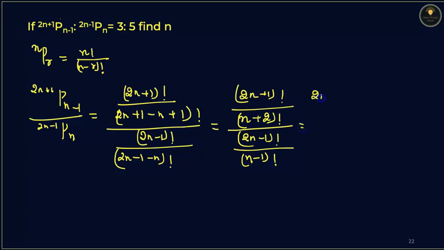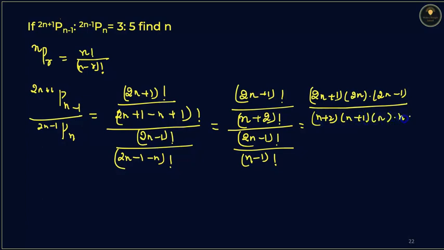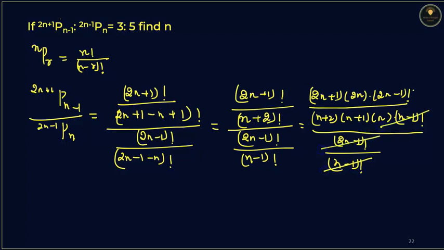Now 2n plus 1 factorial can be written as (2n plus 1), and then the value 2n, and then (2n minus 1) factorial. Now (n plus 2) factorial can be written as (n plus 2) into (n plus 1) multiplied with n, and then (n minus 1) factorial. Why are we writing it like this at last? Because in the denominator it is given 2n minus 1 factorial, and here you are writing (n minus 1) factorial. (n minus 1) factorial and (n minus 1) factorial cancel.